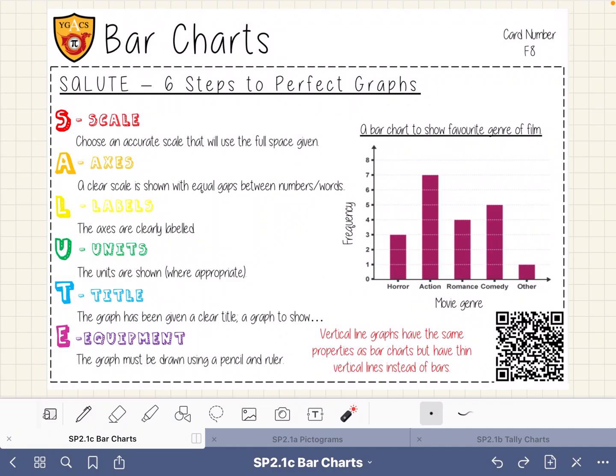Bar charts. If we are looking to draw a bar chart, there are 6 steps that we can take to make sure they are absolutely perfect. You can remember them by thinking of the word salute.